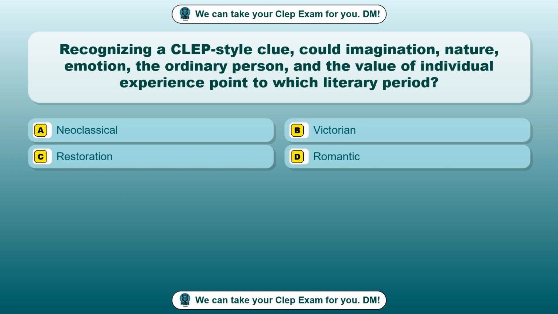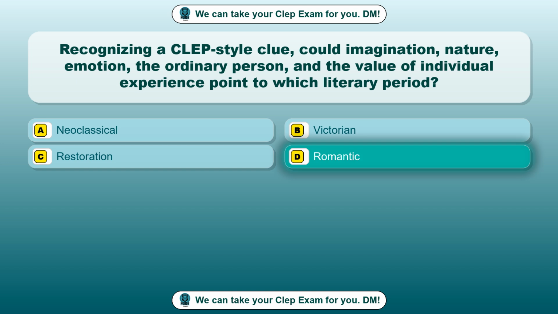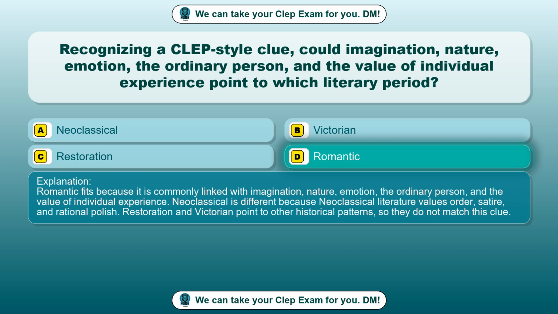Question 66. Recognizing a CLEP-style clue, could imagination, nature, emotion, the ordinary person, and the value of individual experience point to which literary period? Option A, neoclassical. Option B, Victorian. Option C, Restoration. Option D, Romantic. The correct answer is option D, Romantic. Romantic fits because it is commonly linked with imagination, nature, emotion, the ordinary person, and the value of individual experience. Neoclassical is different because neoclassical literature values order, satire, and rational polish. Restoration and Victorian point to other historical patterns, so they do not match this clue.